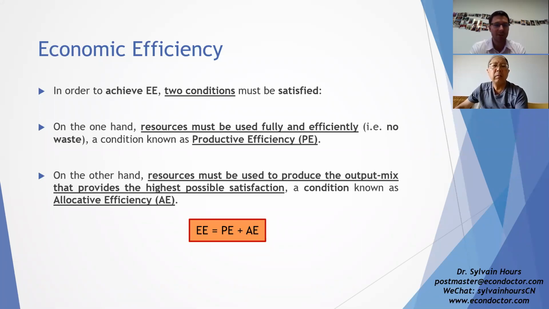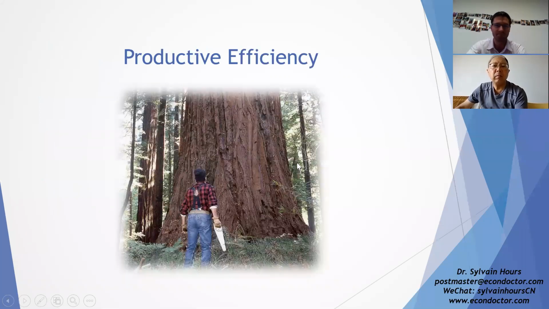So that's productive efficiency. Allocative efficiency is about the output mix. What do we produce? We need to produce the combination of goods and services whose consumption provides the greatest possible satisfaction. Okay, so now that we have this broad introduction of economic efficiency, let's try to enter into the detail of each type of efficiency, productive and allocative.